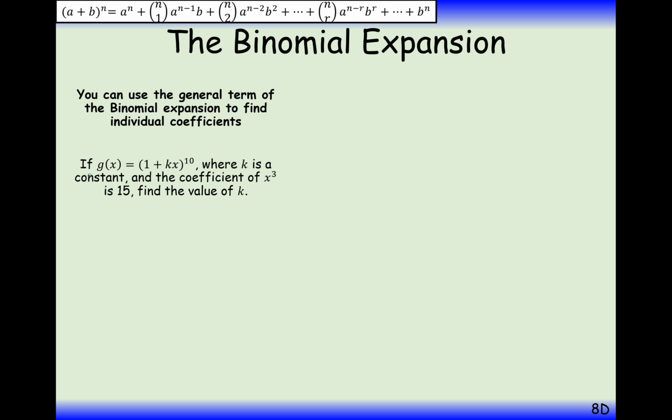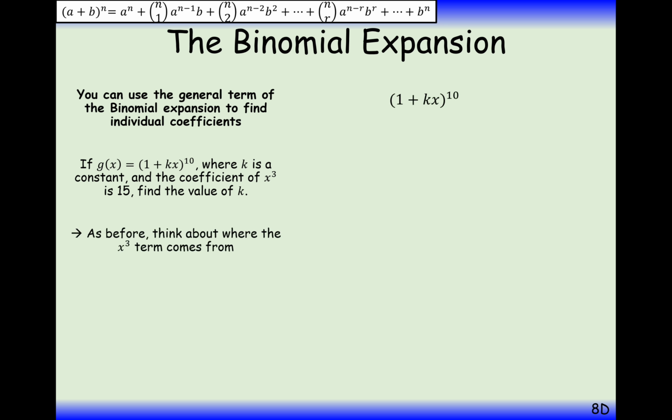Okay, a slightly more difficult problem now. We have an unknown value inside the bracket with the x. So g(x) is (1 + kx) to the power of 10, where the coefficient on x cubed is 15. Find the value of k. So what we'll do then is expand to find the coefficient on x cubed. So we need the kx term here to be to the power of 3.